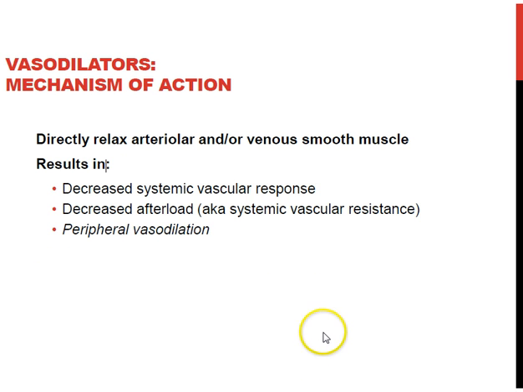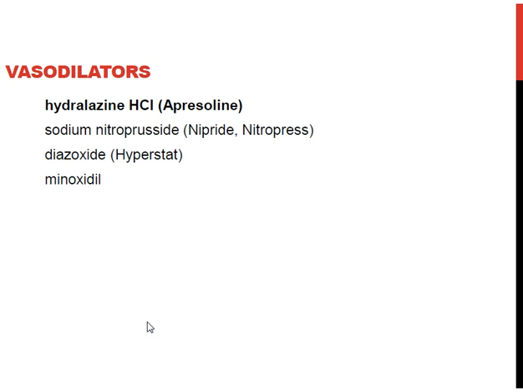Our next set of medications we're going to talk about are vasodilators. So vasodilators are just medications that directly relax the arterial or venous smooth muscles. So vasodilators do the same thing that calcium channel blockers do, really. They decrease systemic vascular resistance, and by doing that they decrease afterload, and they cause basically peripheral vasodilation, and that's why we call them vasodilators. The exemplar drug for vasodilators is hydralazine. We're also going to talk about sodium nitroprusside, but our exemplar drug is hydralazine.